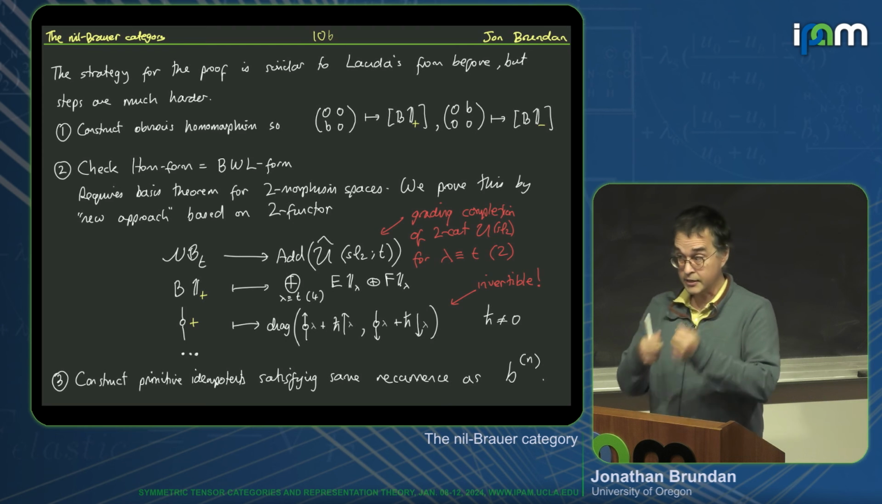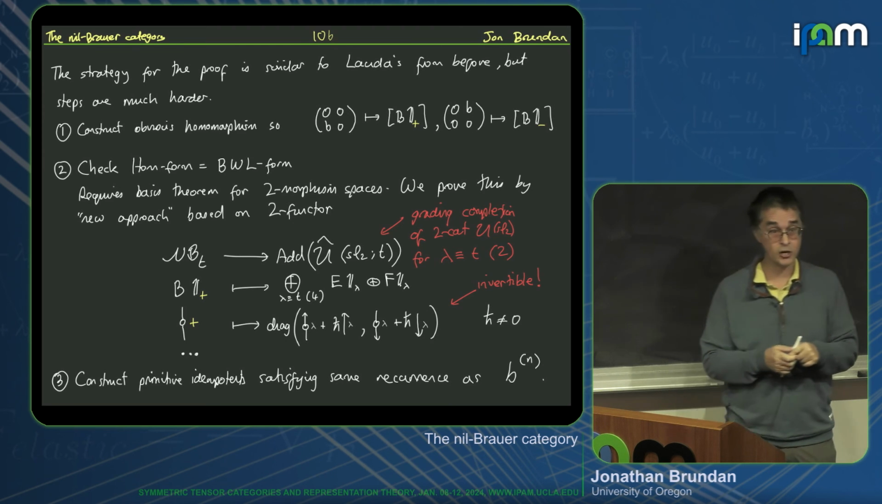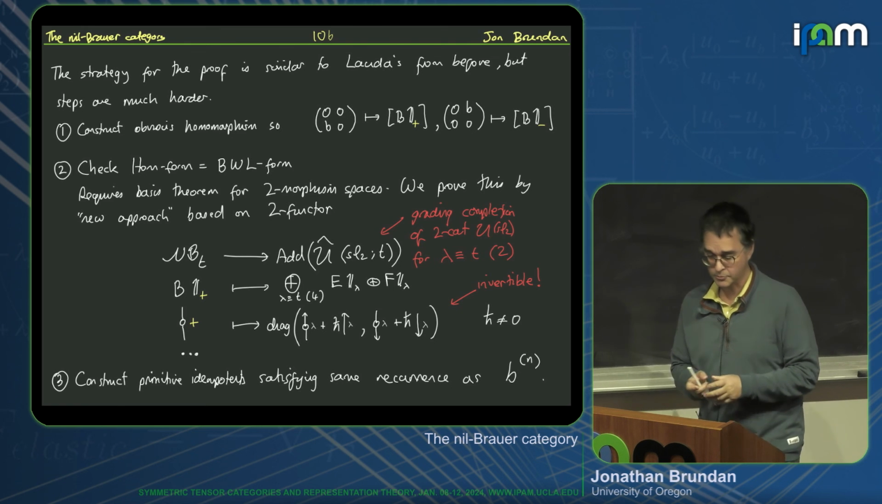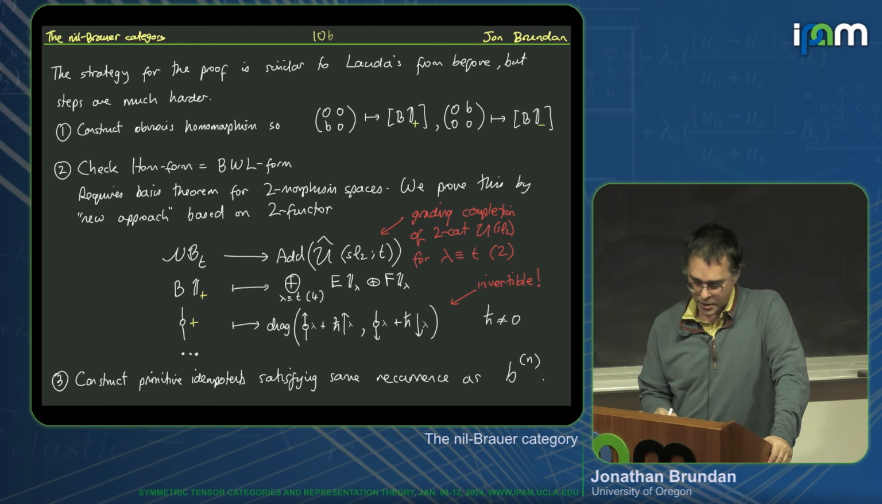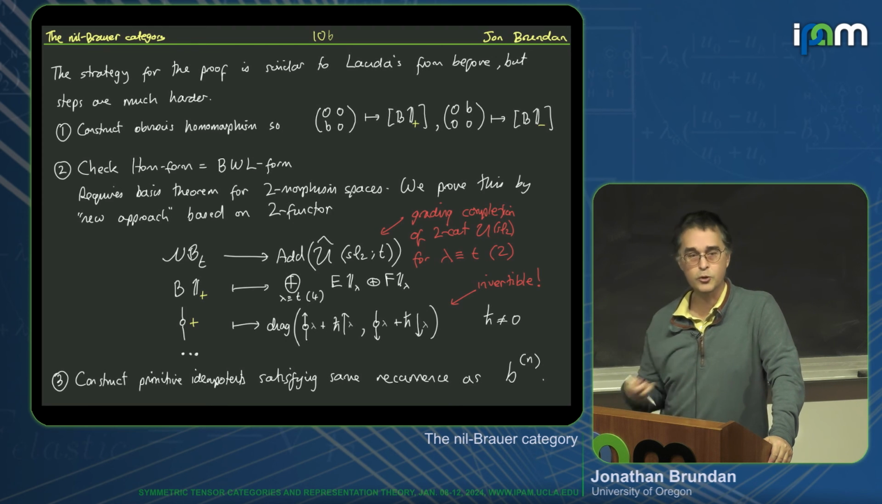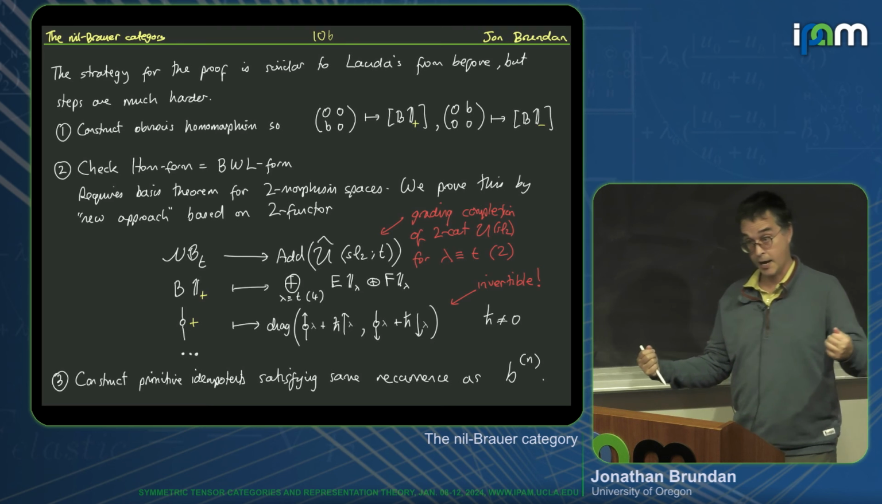Somehow it looks awfully like the nil-Hecke algebra, but it's amazing how much harder the calculations are to get them to work. So I'm not going to say anything more about the proof. You have to first prove a basis theorem for the 2-morphism spaces, and we basically use this new approach.